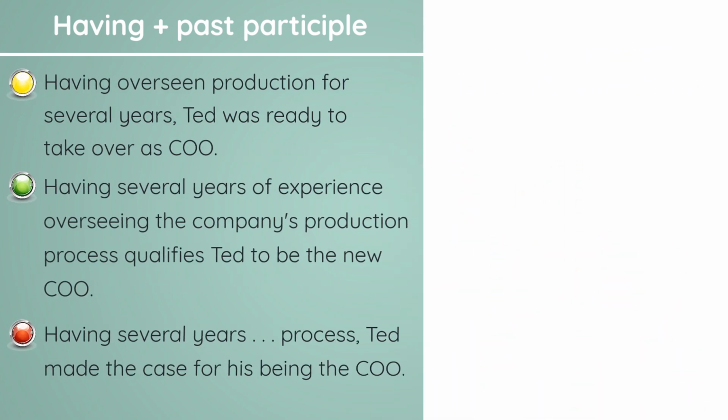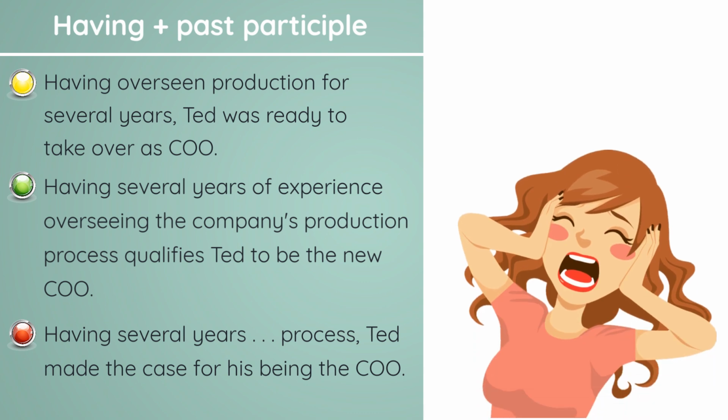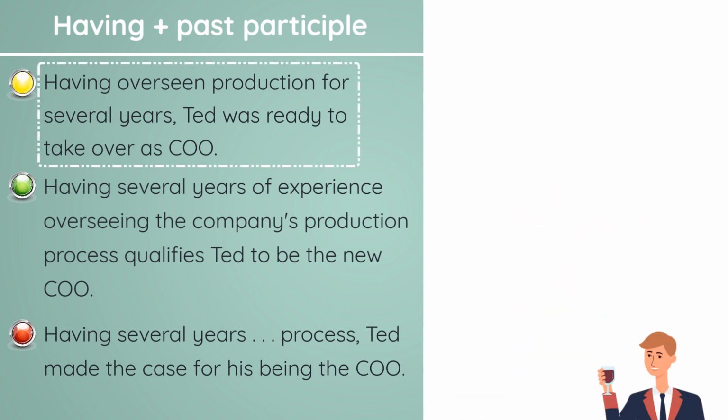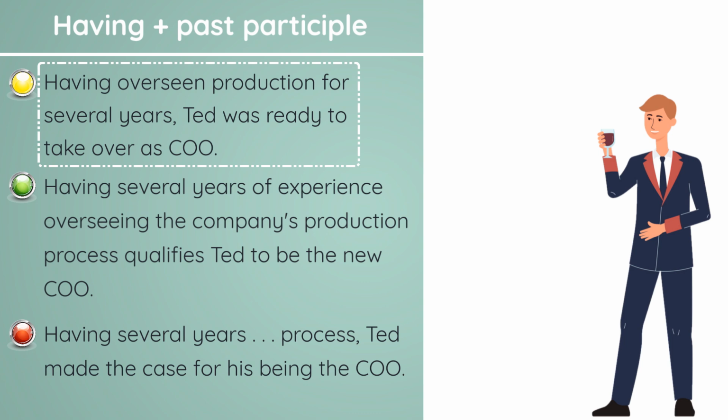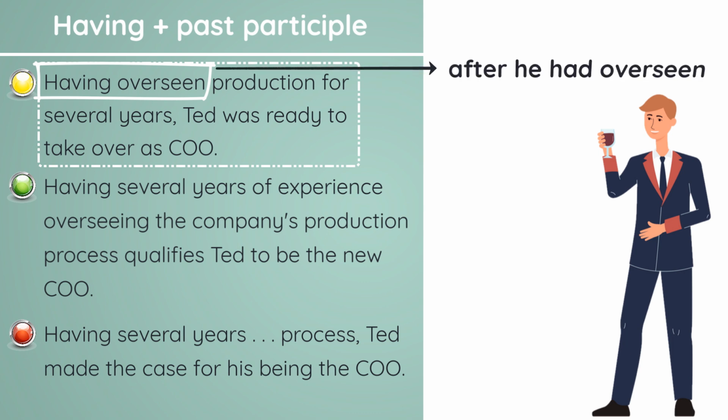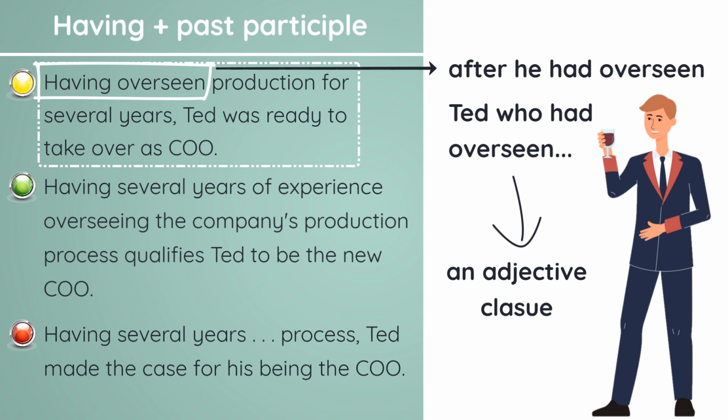So now, let's look at these sentences, and this is where the confusion sometimes happens. Having overseen production for several years, Ted was ready to take over as COO. Right away, this was already tells you this whole situation is in the past. Automatically, you understand that this must have had a past participle. After he had overseen the company for several years, he did this. It's done. It's finished. Now, you could say, Ted, who had overseen. You can also make this into an adjective clause. Both are okay, slightly different meanings.